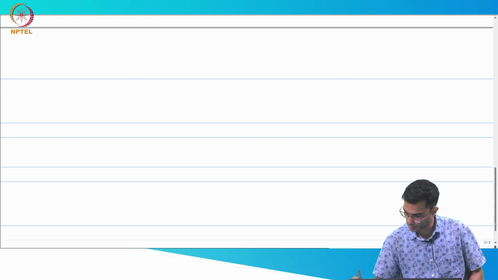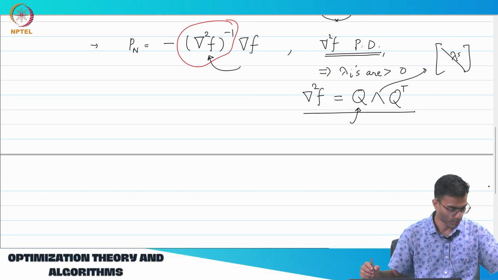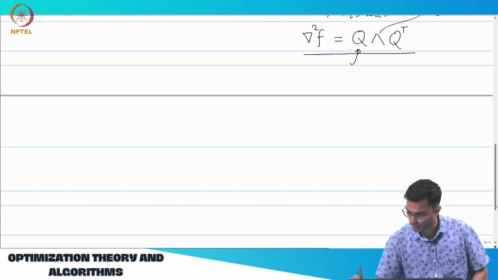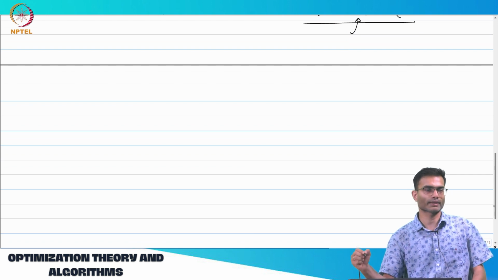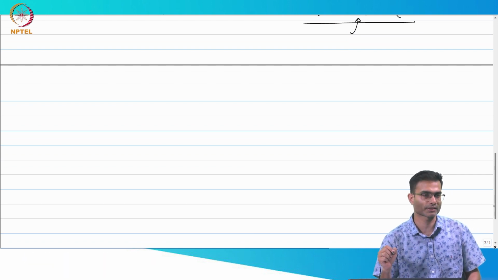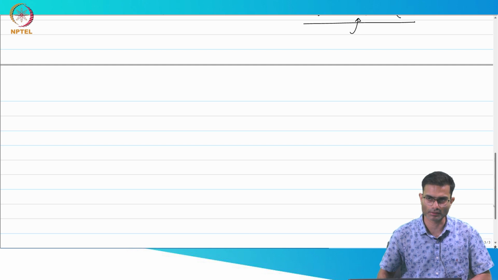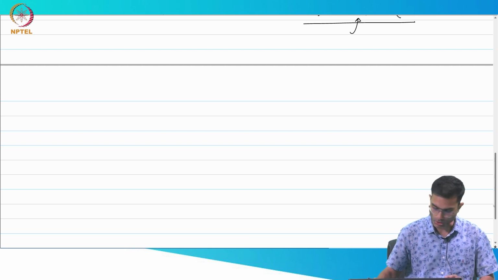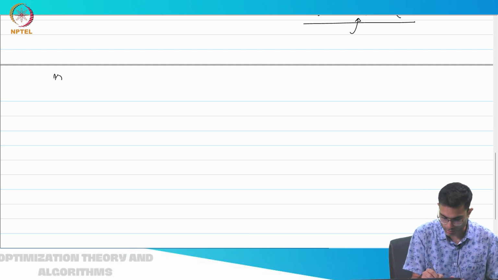Alright, so we've been talking about descent directions. I think we have just stated the descent directions, I mean the property of the descent directions, right? What is the first property?